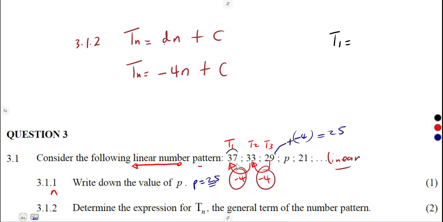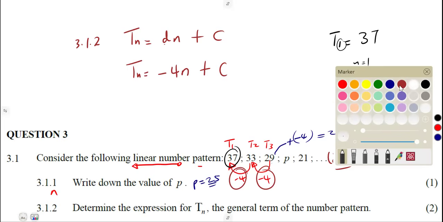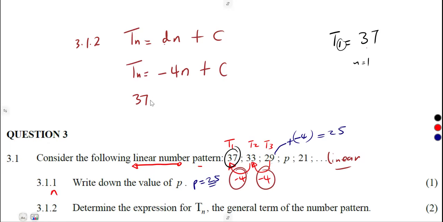T1 is equal to 37. So meaning to say when n is equal to 1, in place of n, put a 1 there. So that is what it means. So 37 is equal to minus 4, and in place of n, we're going to put a 1. Then we find our c. Negative 4 times 1, that's a negative 4. Then we take it to the other side. It's going to be positive, 37 plus 4, which is 41, all right? So 41 is equal to c.